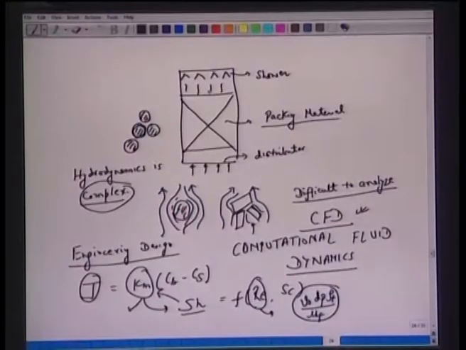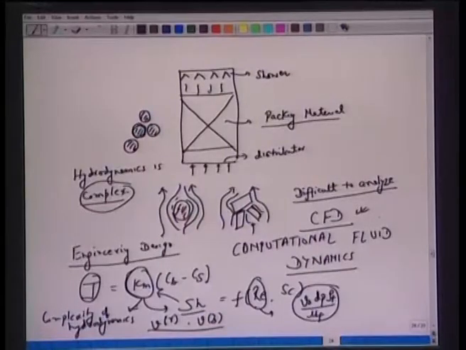In other words, the entire complexity of hydrodynamics is embedded in this mass transfer coefficient. We do not solve the local velocity profile, v as a function of r or v as a function of z, which we can do by using this computational fluid dynamics.